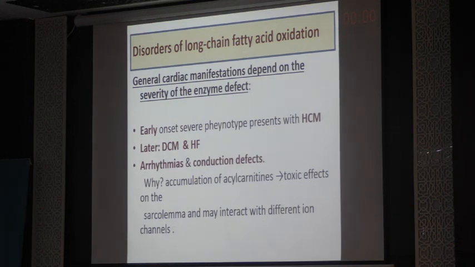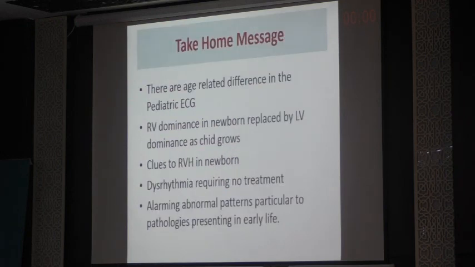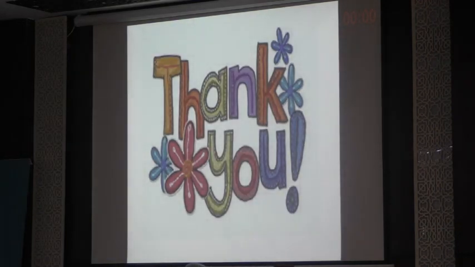If they present later in the same family, an older child comes to you with dilated cardiomyopathy and heart failure. Older than that, the patient may come with an arrhythmia or a conduction defect. So the presentation differs with age: at what age will the patient come to you? So suspect fatty acid oxidation defects in unexplained sudden death or near-miss death in infants, and in infants with conduction defects or ventricular tachycardia of unknown cause. This is my take-home message. I mentioned things more than once, and thank you.